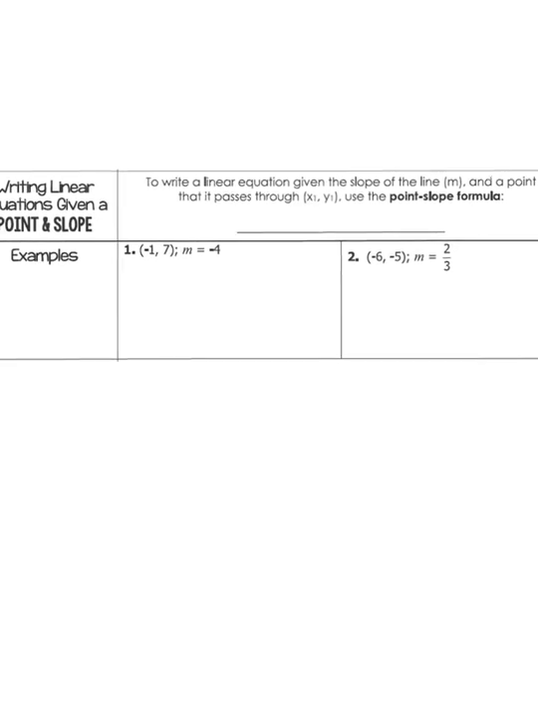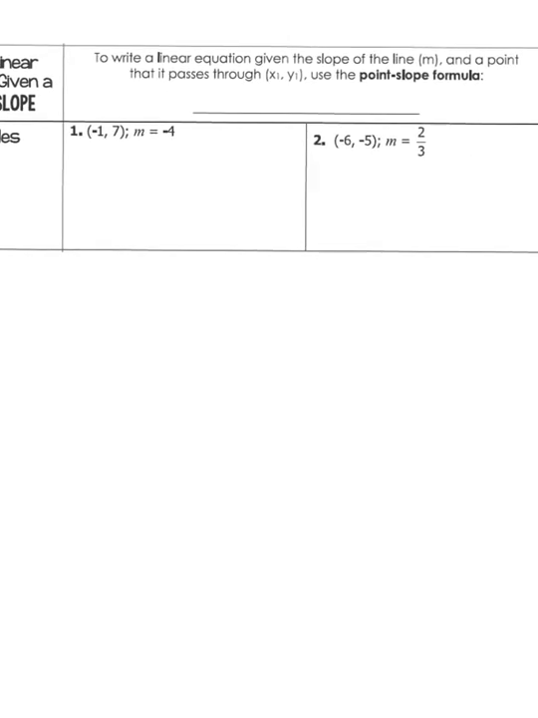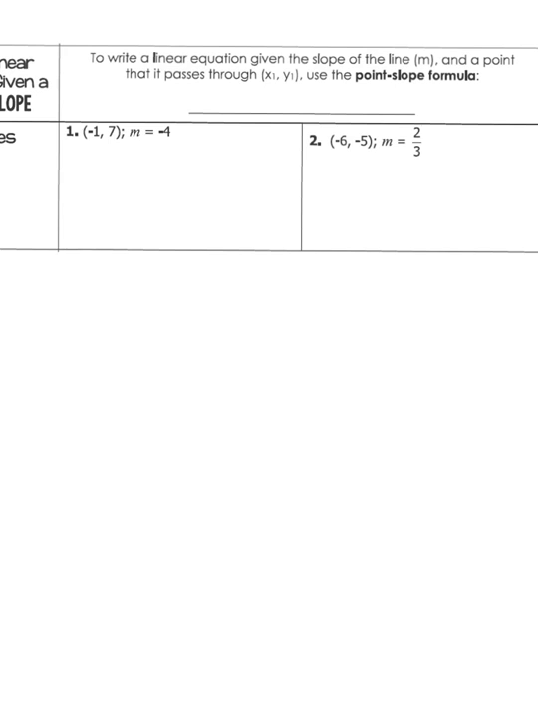Now let's write equations using the point-slope formula. So the point-slope formula looks like y minus y sub 1 equals m times x minus x sub 1. The more times you write this, the more likely you are to learn it. And so just as the name says, point slope, you need a point and the slope in order to use this formula.